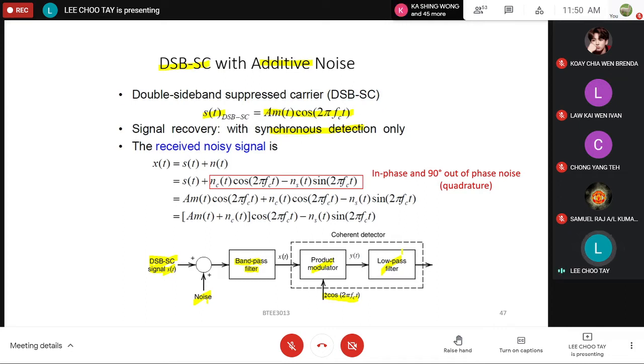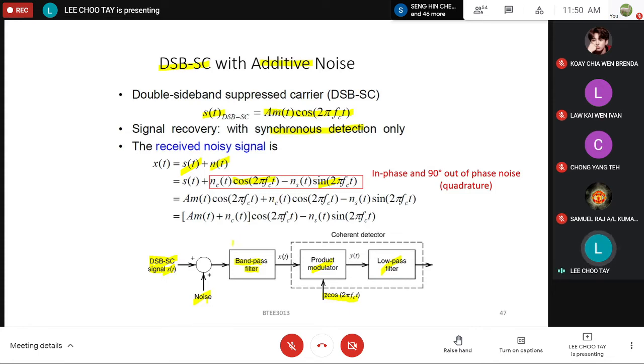The signal that I receive at the receiver is the signal that the transmitter sent, ST, added with noise, which I represent with NT. As far as noise is concerned, because it is additive white Gaussian noise, we need to consider the in-phase noise and the out-of-phase noise. In-phase noise is noise that is in phase with our signal, and out-of-phase noise is noise that is out of phase. Normally it is sine, because sine and cosine are 90 degrees out of phase.